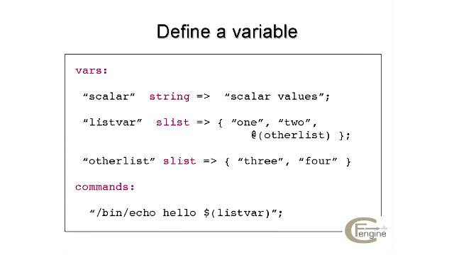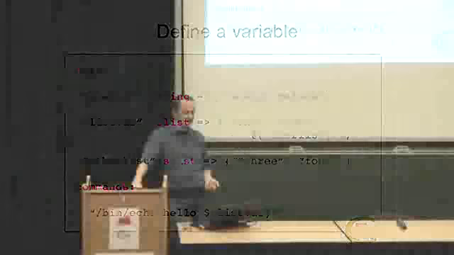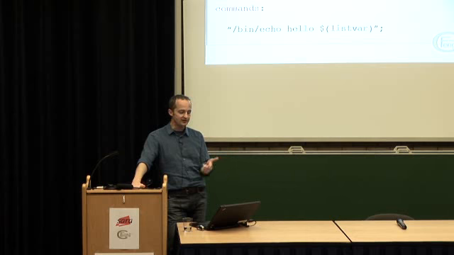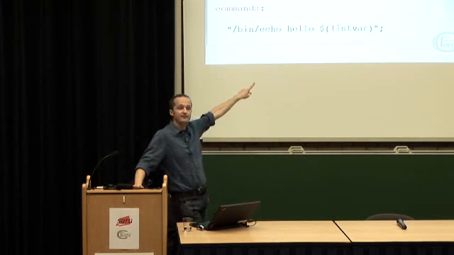And it represents these values on the right-hand side, 1, 2, and curly at other list is a reference to other list. Other list is defined after this as the slist containing 3 and 4. So list var is, of course, a list containing how many elements? 4. Because it contains 1, 2, and 3, 4 from the other.